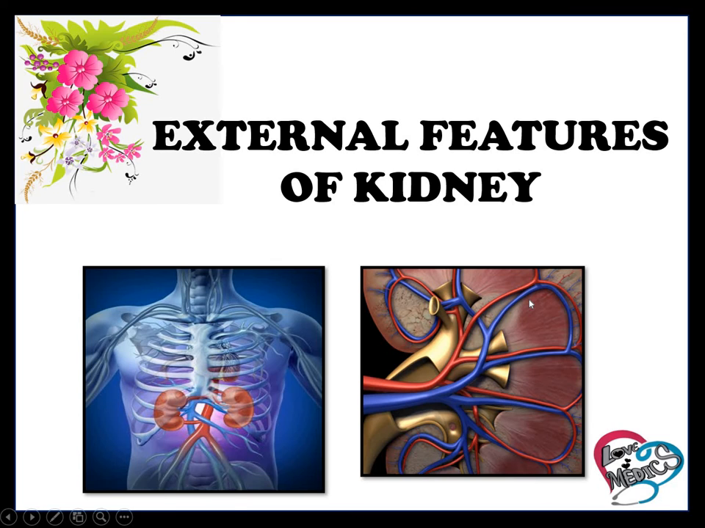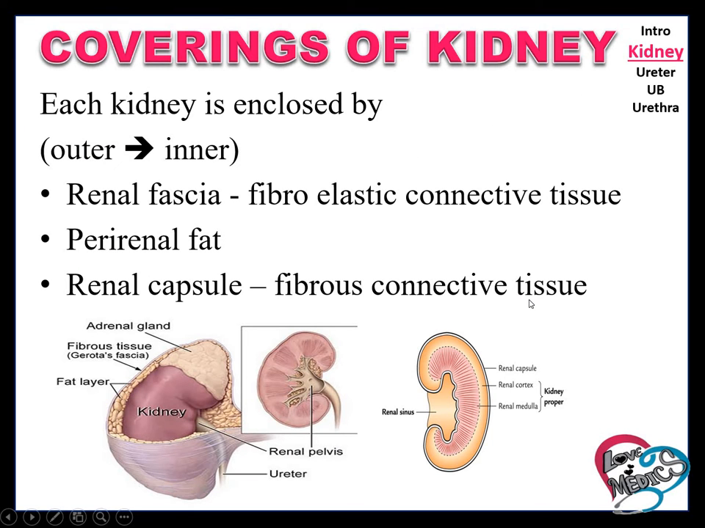External features of the kidney. Now the covering of the kidney. Each kidney is covered by 3 layers. From outer to inner, first the renal fascia, then perirenal fat, and this is the renal capsule. The renal fascia is fibroelastic connective tissue, the perirenal fat is fat, and the renal capsule is a fibrous connective tissue.